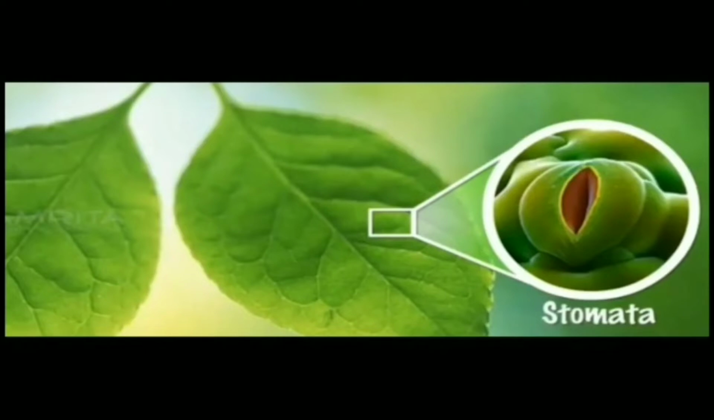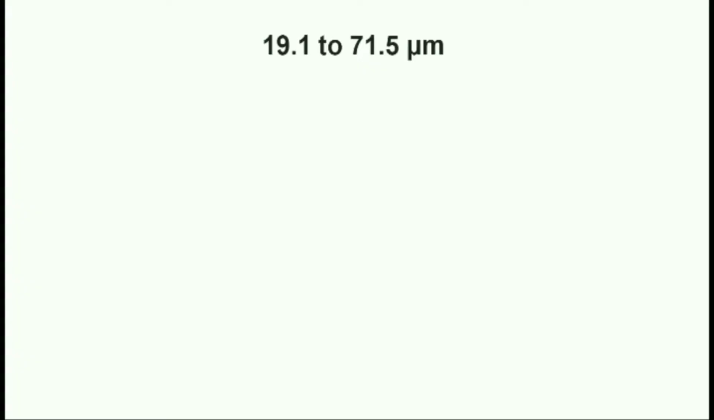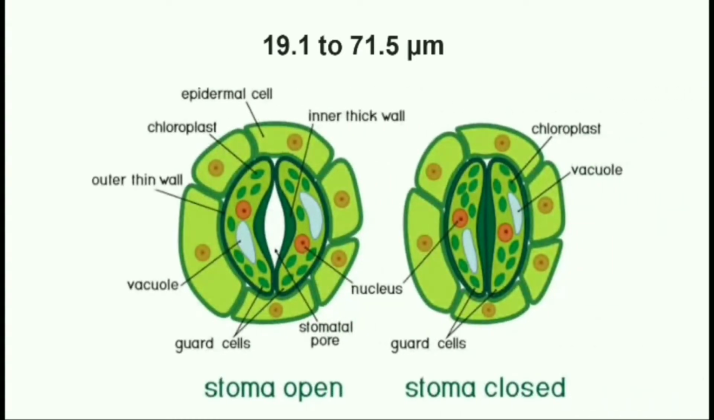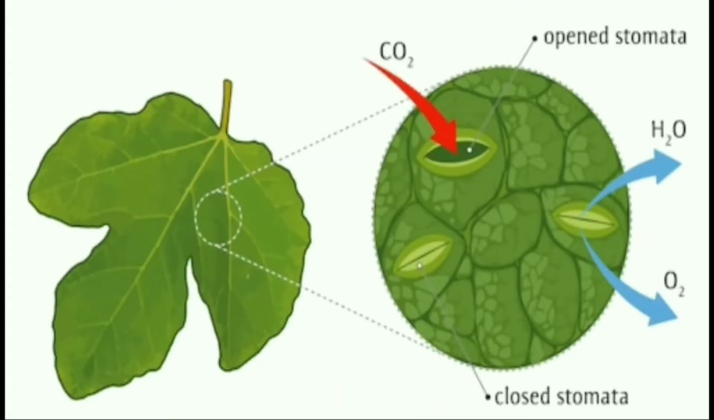Stomate, also called stoma, is a pore found in the epidermis of leaves, stems and other organs that controls the rate of gas exchange. Its size varies from 19.1 micrometer to 71.5 micrometer. Air enters the plant through these openings by gaseous diffusion, that is, through the open stoma, and contains carbon dioxide, which is used in photosynthesis.